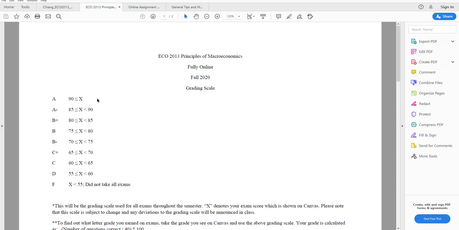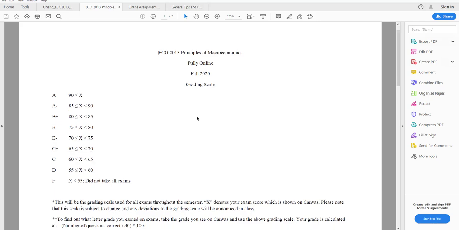But basically, a 90 is the lowest A that you can get, and then every 5 points after that, 85, 80, that's A minus, B plus, and then so on down the line. We'll explain this a little bit more in detail after the first exam, which gives me a better idea of how the class is going to fare throughout the rest of the semester. Typically, how you guys do on your first exam is typically how you will do for the rest of the semester on the other 3 exams as well.